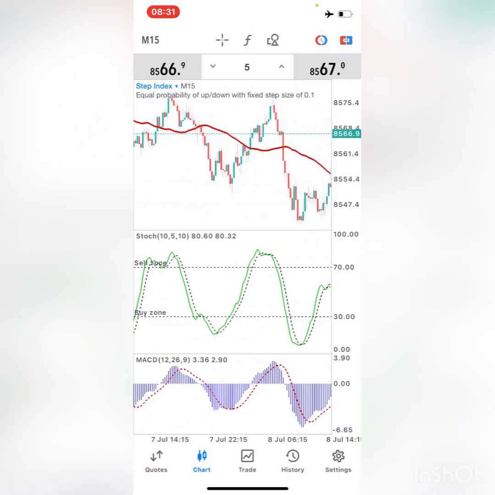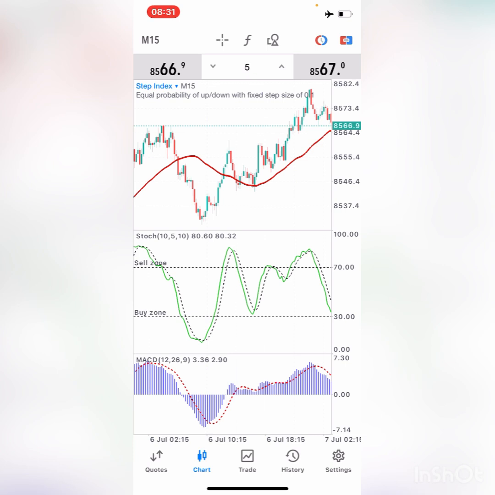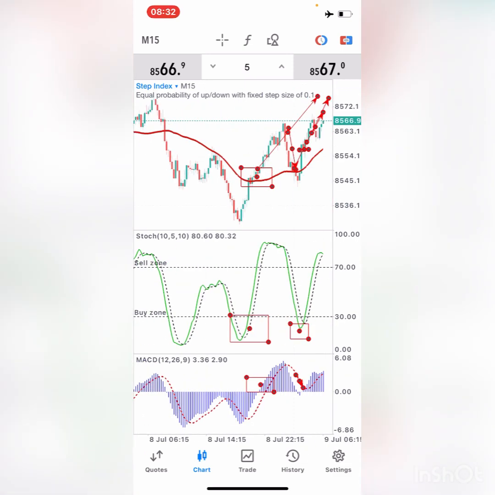So can you see how this strategy works, guys? You can try it out on your demo accounts first before you move on to your real accounts, so that you first get comfortable with the strategy before actually using it.